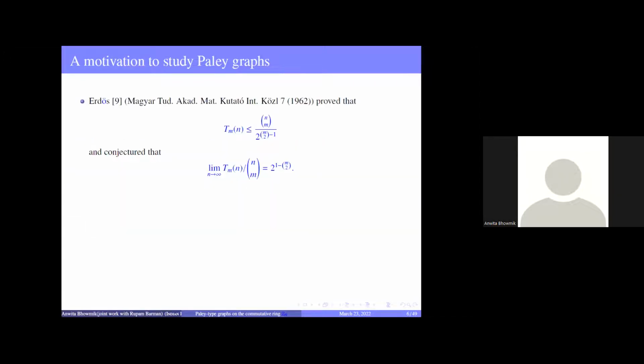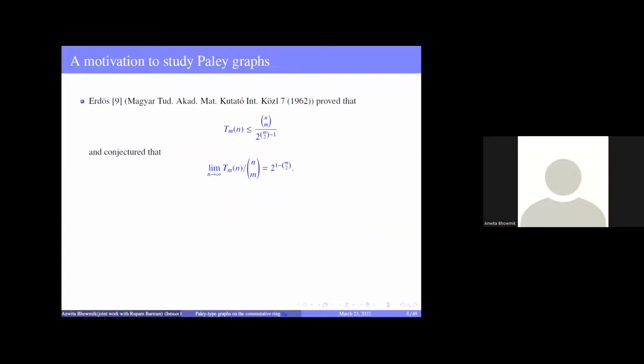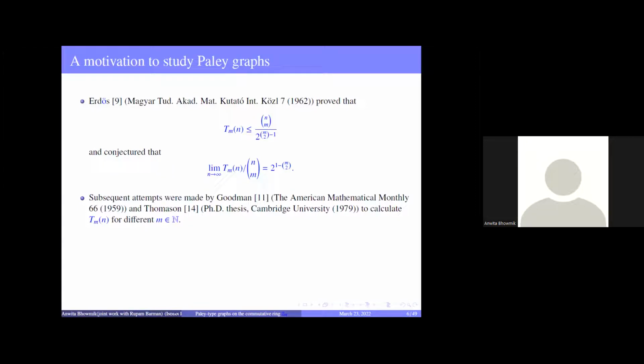Okay. So seeing this link, this Tm of n was studied. In 1962, Erdős gave this upper bound on Tm of n, and he gave this conjecture of this limiting value of Tm of n. Although this conjecture was not entirely true, it turned out that for prime, so if I take n to be a prime, then this was true. And again for primes, T3 of p and T4 of p were studied by Goodman and Thomason.